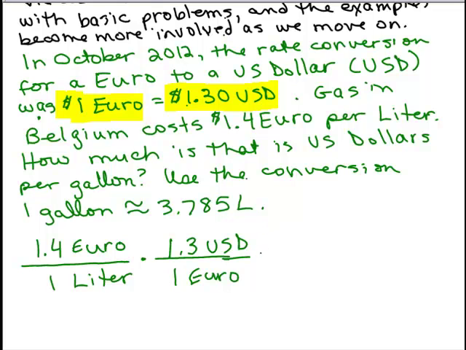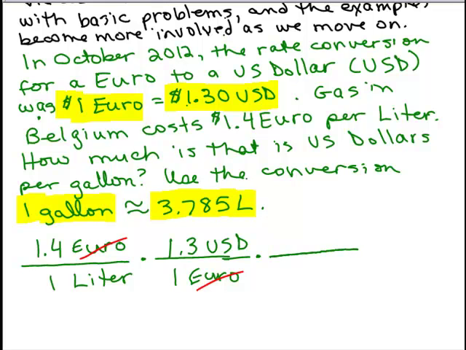Now that means that we've got the euros canceled. And so right now my answer, if I kept it as it is and did 1.4 times 1.3, I would know how many US dollars per liter it cost. But we also don't want to keep it in liters, we want to do it in gallons, so we're going to use this next conversion factor.